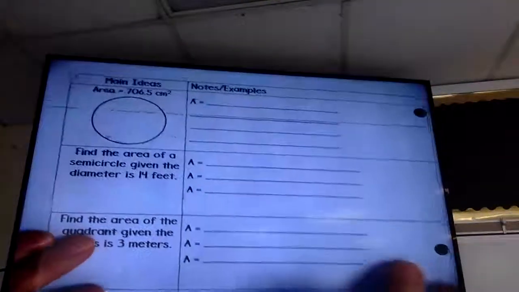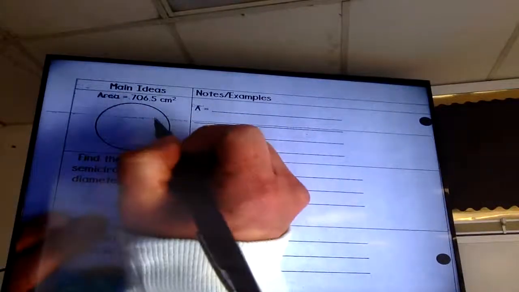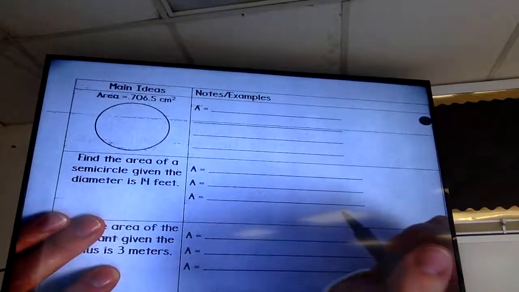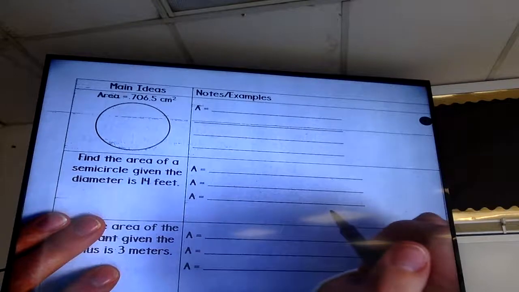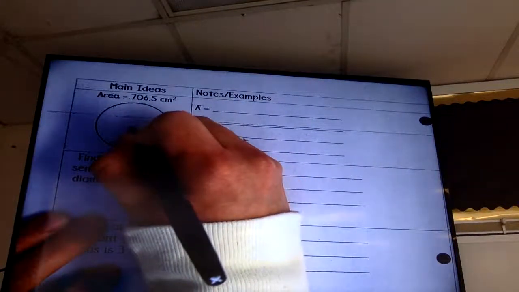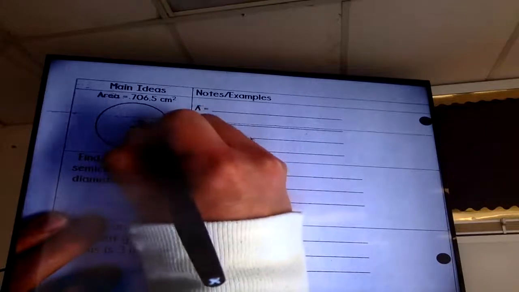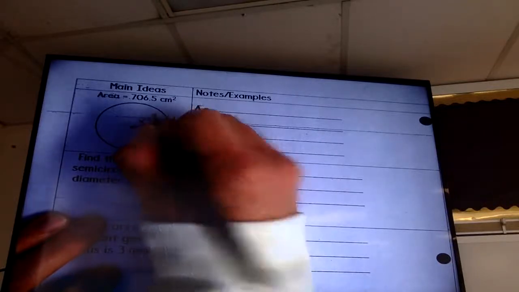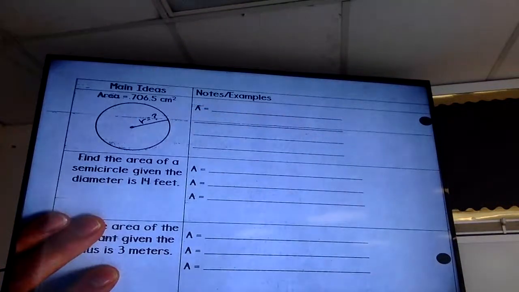Right, let's try working backwards one time. It says the area of the circle is 706.5 centimeters squared. I forgot to put what we're looking for. Let's look for the radius. So I'm going to put R equals question mark. That's what we're going to figure out.